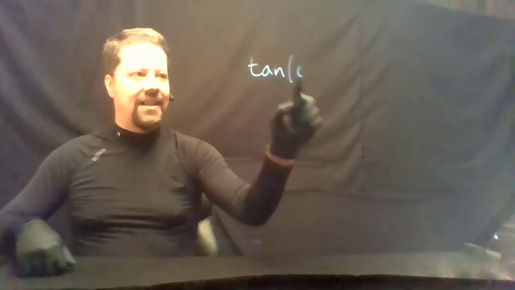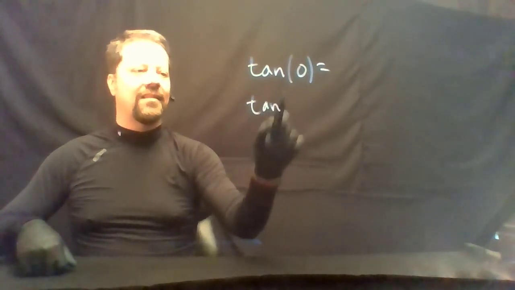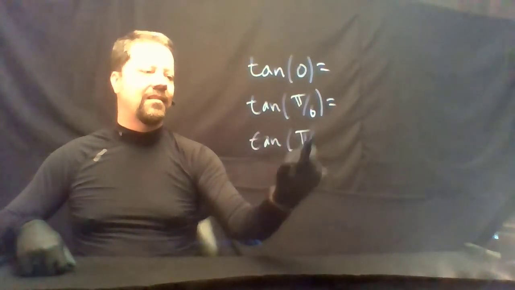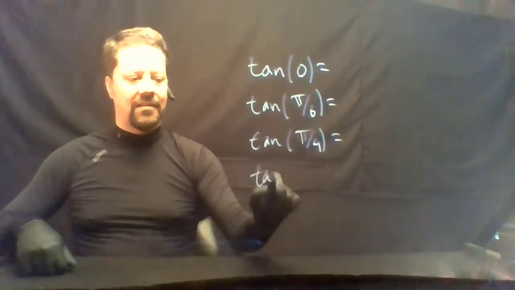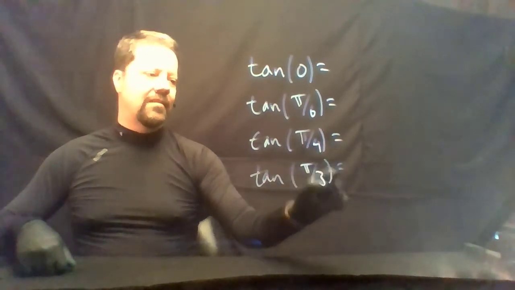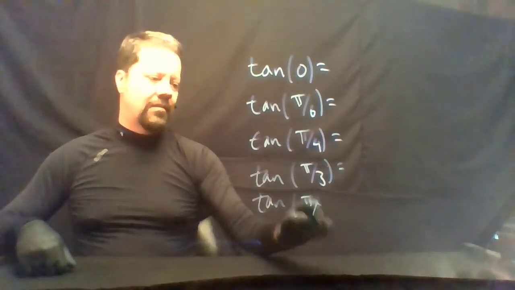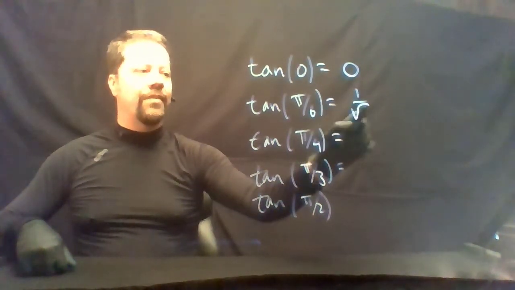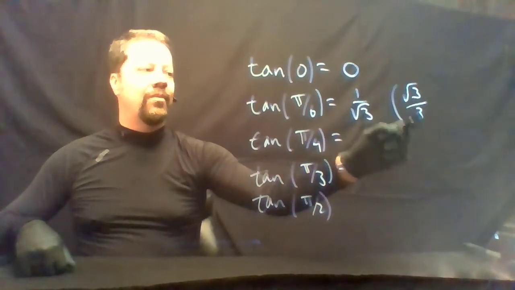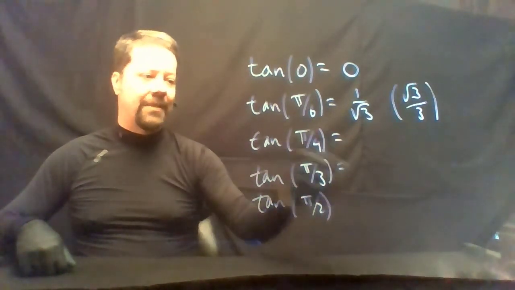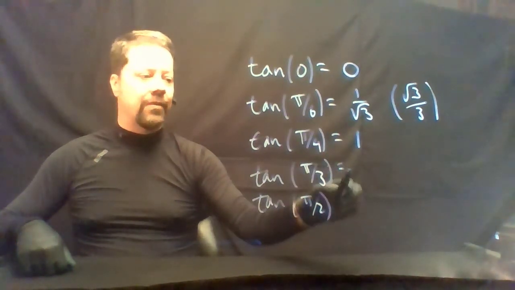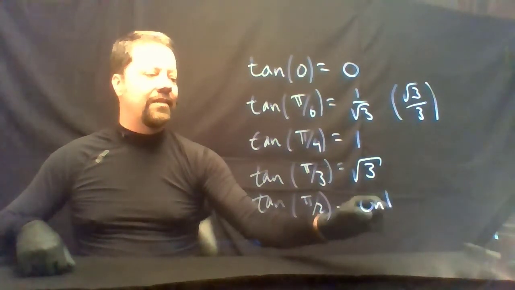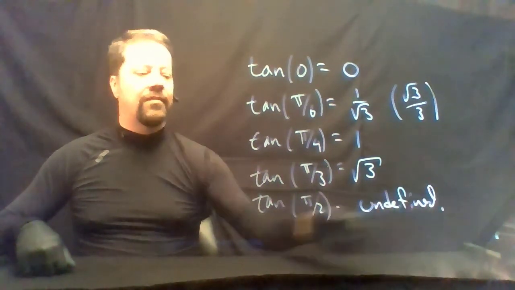It's pretty easy to see for tangent. Tangent of 0 is 0. We get 1 over the square root of 3, otherwise known as root 3 over 3, for tangent of pi over 6. Tangent of pi over 4 is 1, and tangent of pi over 3 is the square root of 3. And then we get undefined for the tangent of pi over 2.